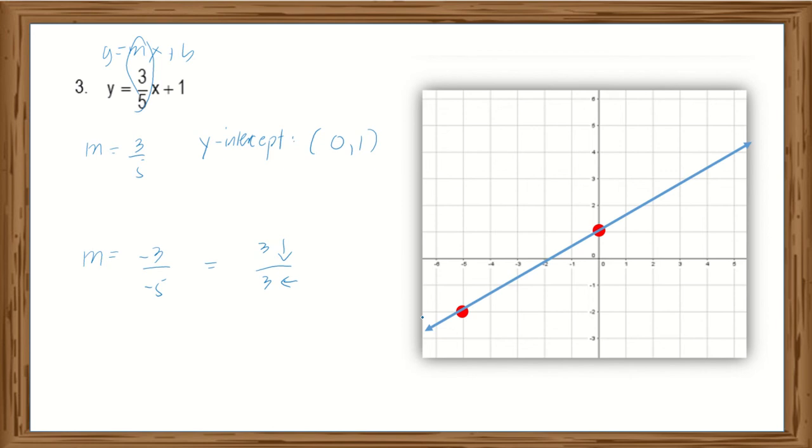And then for the other one, we make use of this. This means 3 units up, and then we have 5 units to the right. 3 units up, 1, 2, 3, and 1, 2, 3, 4, 5. Okay, then we have now this line. So we have the graph of the equation y equals 3/5 x plus 1.